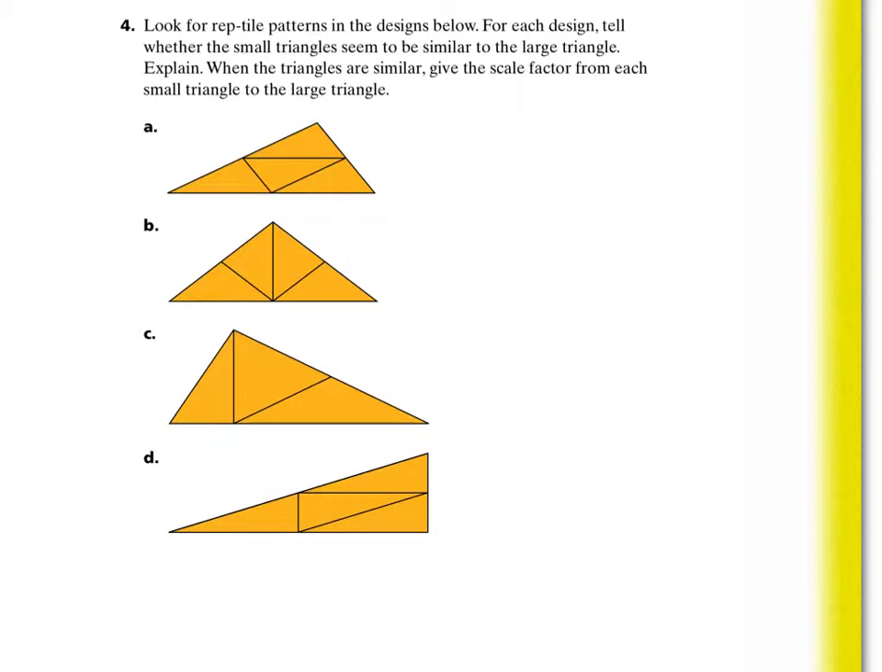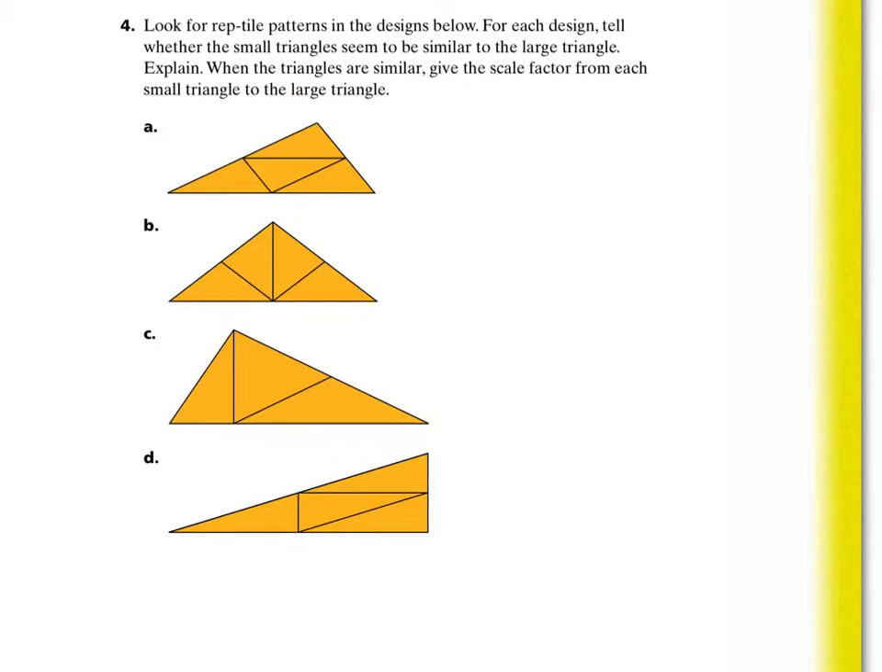Okay, we're going to start off with ACE Investigation 3, Problem 4 of the homework. It asks to look for reptile patterns in the design below. For each design, tell whether the small triangles seem to be similar to the large triangle, and to explain. When the triangles are similar, give the scale factor from each small triangle to the large triangle.